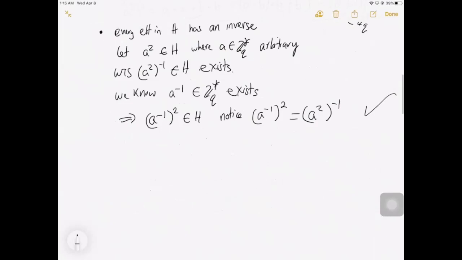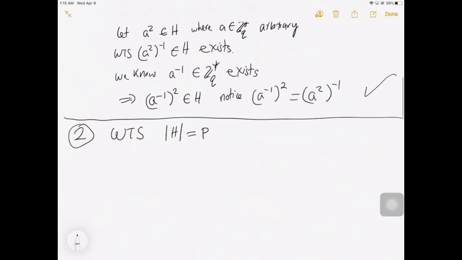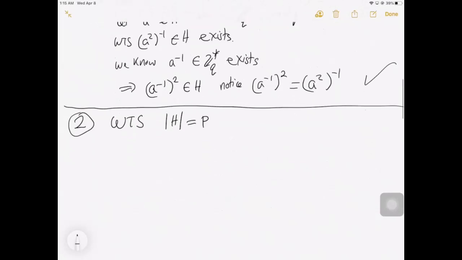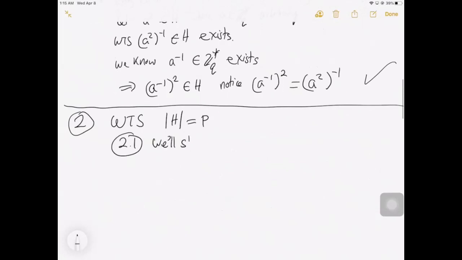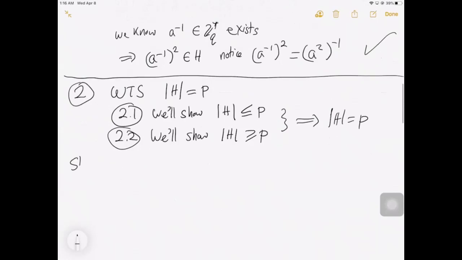Now the second thing that we wanted to prove is that the order of H, or the size of the underlying set, is equal to p. So we're going to do this in two steps. In 2.1, we'll show that the size of H is at most p, and in 2.2, we'll show that the size of H is at least p. These two things together would show that the order of H is equal to p. Cool. So let's start by showing 2.1.